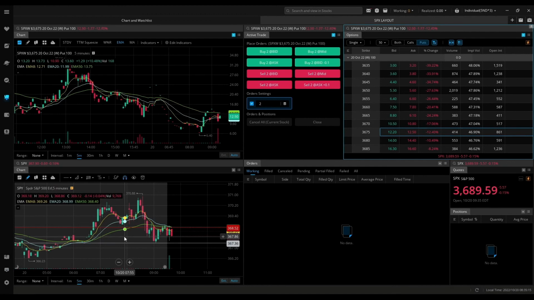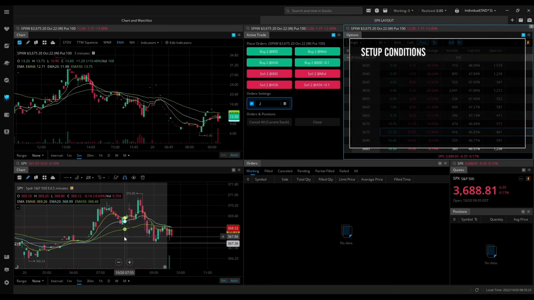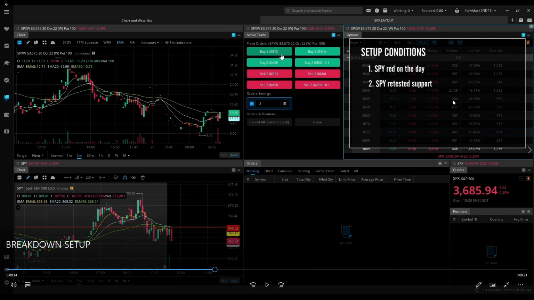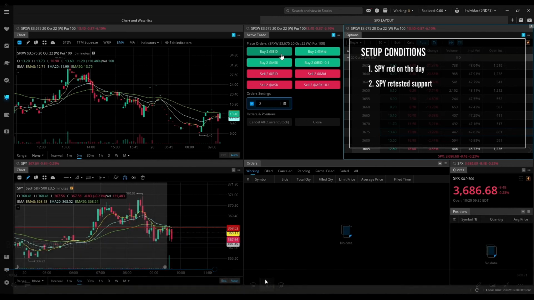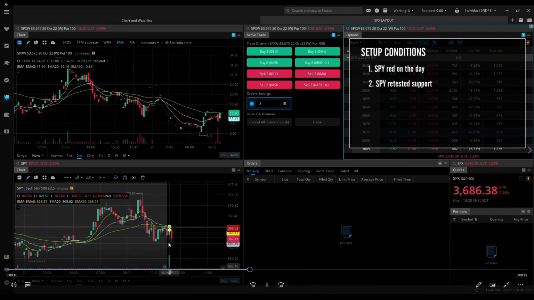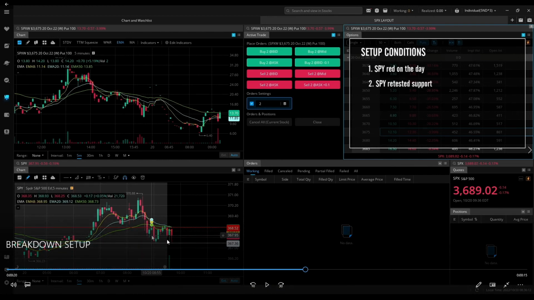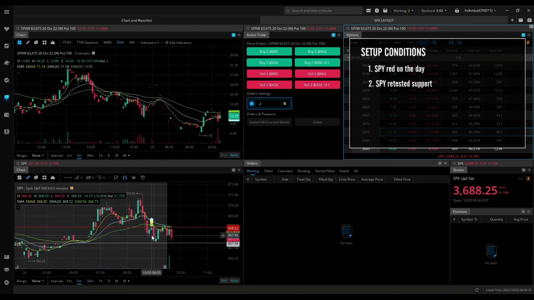In this example, I would like to show you how I traded the Tesla breakdown using SPY. So SPY was red on the day, and SPY retested support. I was also watching Tesla on the side when this happened. For some reason, I did not trade SPX that day, but I was watching Tesla on my second screen. And when this level happened, Tesla was also showing a similar pattern, retested the support level multiple times.